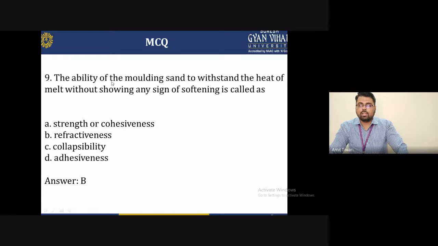Ninth question: the ability of the molding sand to withstand the heat of the molten metal without showing any sign of softening is called what? The options are A strength or cohesiveness, B refractoriness, C collapsibility, and D adhesiveness. The correct answer is B, refractoriness.